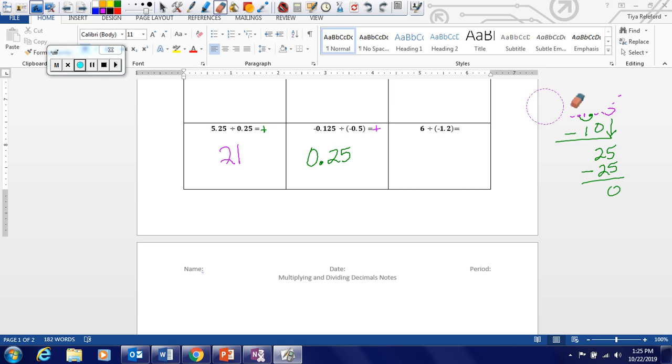This last one, make sure 6 goes in and 1.2 goes out. Your answer is negative because you have a positive and a negative. Make sure when you divide, you move that decimal one time and put a 0 here in this spot. So you have 2 numbers before the decimal, 2 digits.